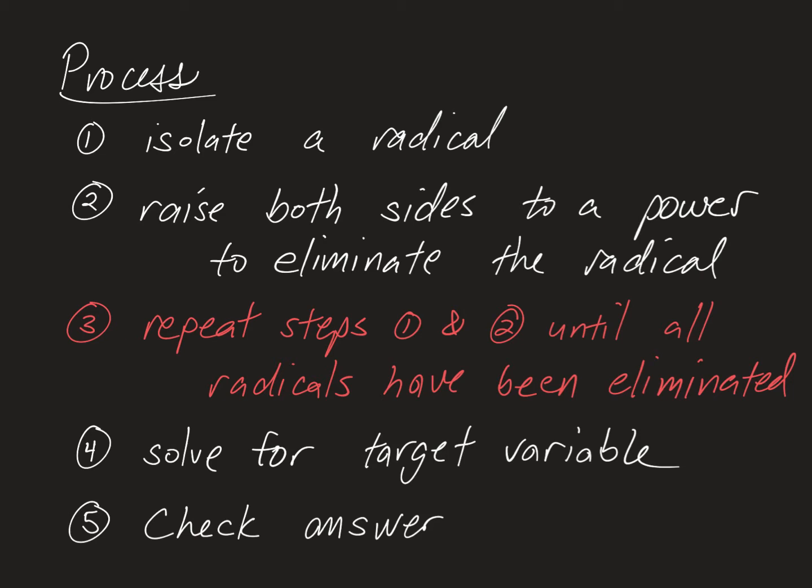After all radicals have been eliminated, you'll be left with some kind of recognizable equation that you've already solved, linear or quadratic or the like, and you'll just solve for the target variable in the resulting equation. And the very last thing you have to do is check your answers. As I mentioned on the last slide, we could end up with extraneous solutions, which are solutions that, while you got the solution, will not satisfy the original equation. All right, let's jump into some examples.